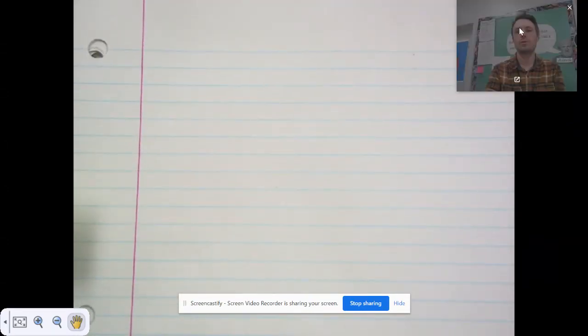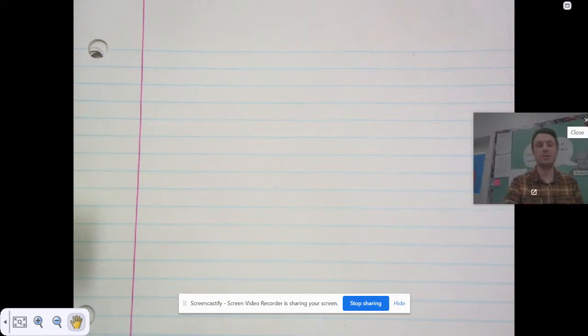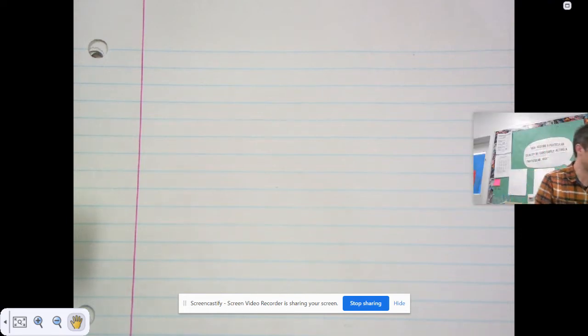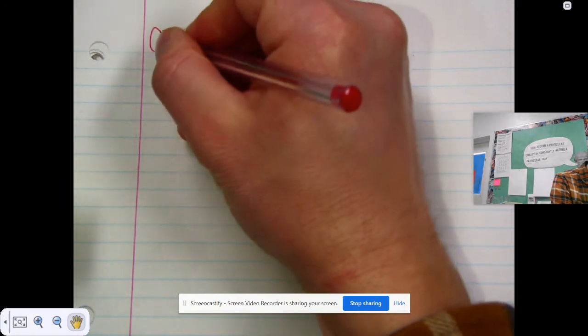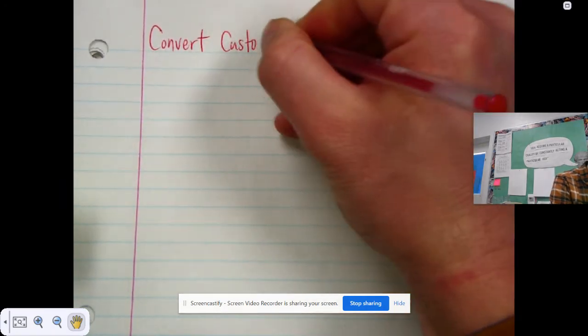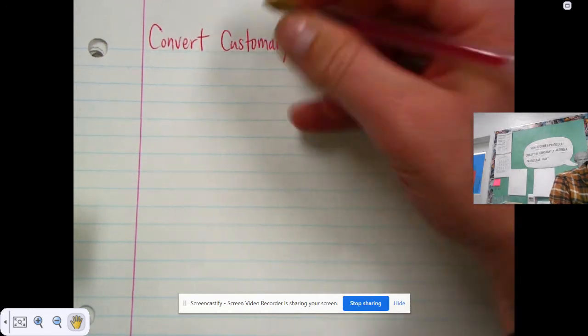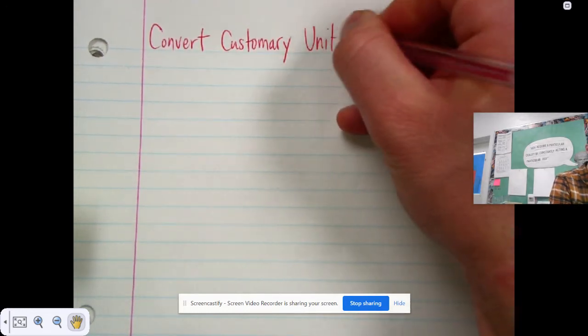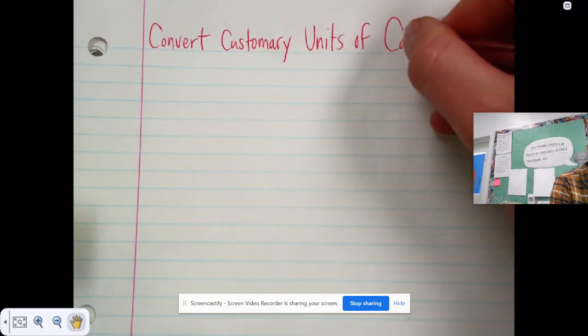Go ahead, turn to your next available page, and at the top of that page, write the title of today's lesson, which is Convert Customary Units of Capacity.